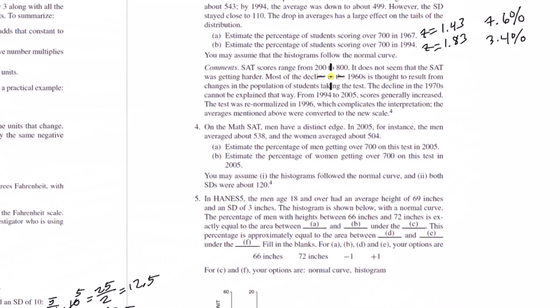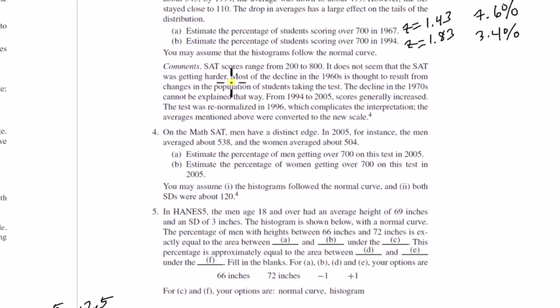SAT scores range from 200 to 800. It does not seem that the SAT was getting harder. Most of the decline in the 1960s is thought to result from changes in population of students taking the test. The decline in the 1970s cannot be explained that way. From 1994 to 2005, scores generally increased. The test was renormalized in 1996, which complicates the interpretation. The averages mentioned above were converted to the new scale.